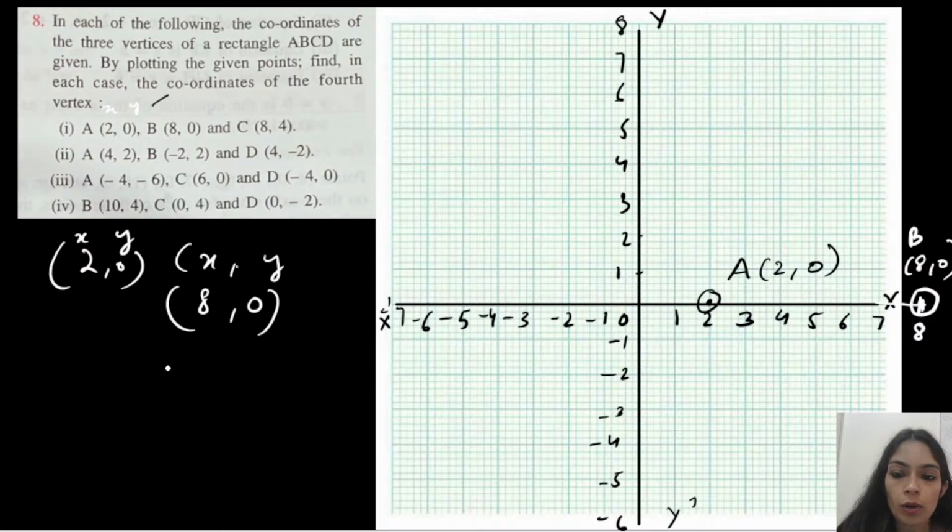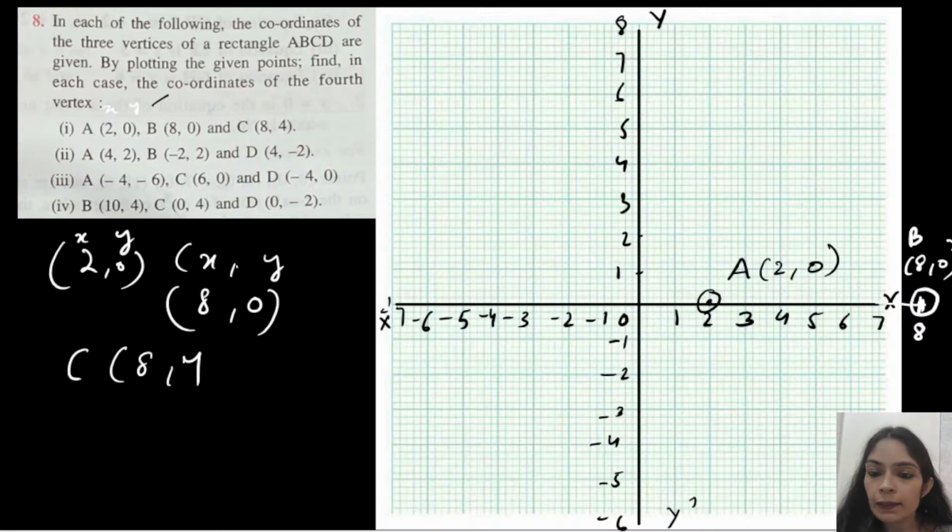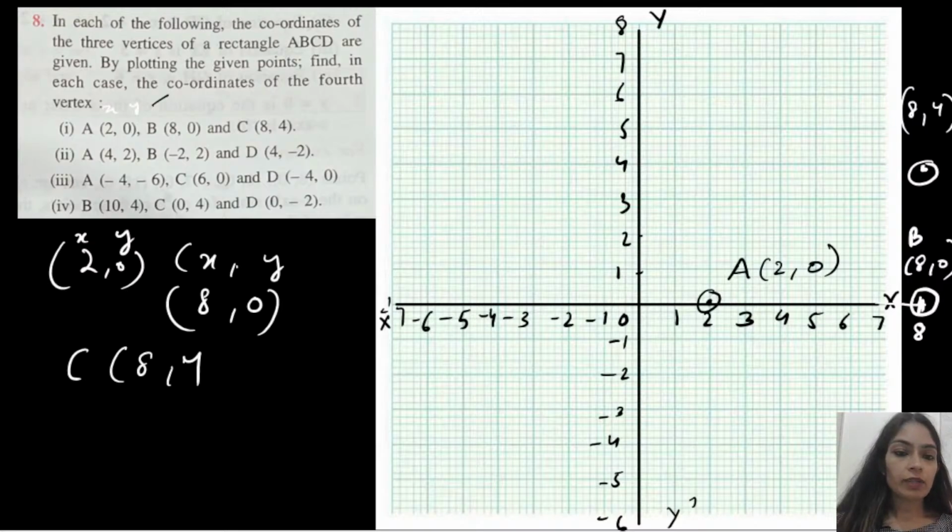Third one is 8 comma 4. C is 8 comma 4. Again, at 4 you have to go up. Here y is positive, so we go straight up till 4. So this point is 8 comma 4. Plotting of points we have done. Now what we have to do is join them.